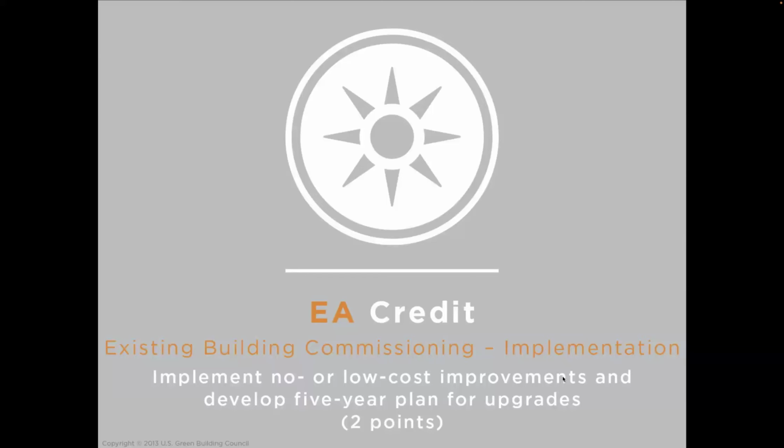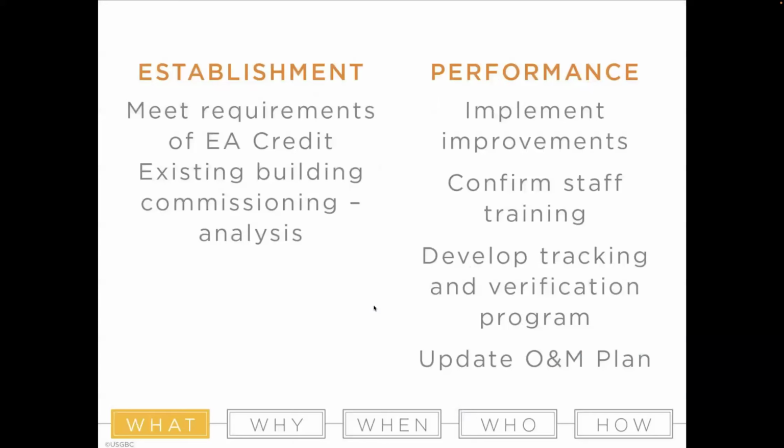Now the big 5-year plan for upgrades, those are more capital in nature. They're talking about, hey, we can install on-site renewables, basically solar hot water plans, or replace our chillers, that sort of thing. So that's what's in that implementation plan, so that you get another point for that.